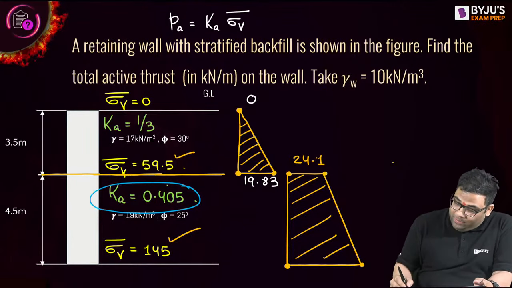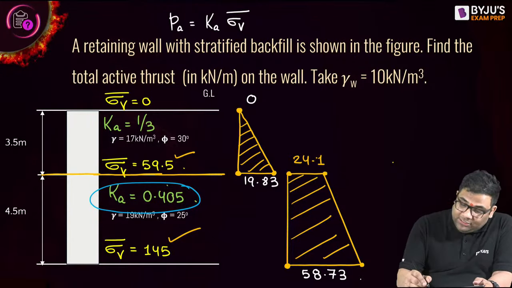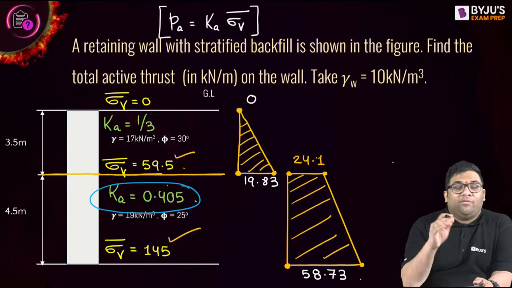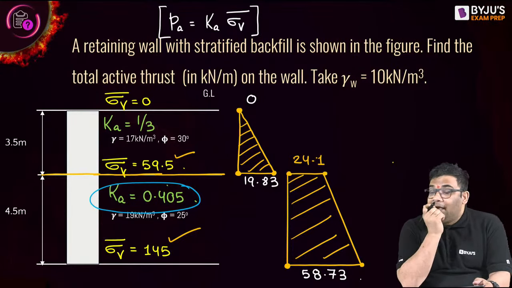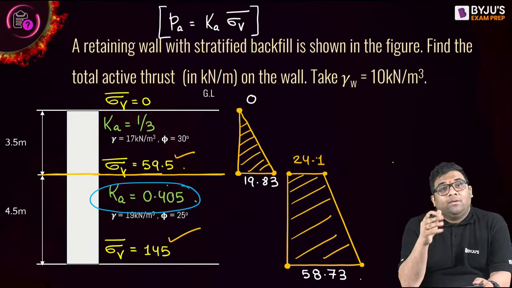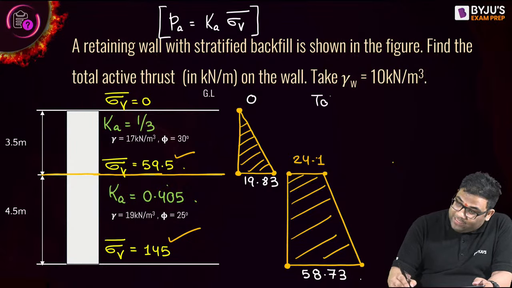So it is how much? This is equal to 58.73. Again, I'm just using this equation. I found out the vertical stresses. For the top soil, I'm using Ka as 1/3. For the bottom soil, I'm using Ka as 0.405. Now I can easily find out the total force.